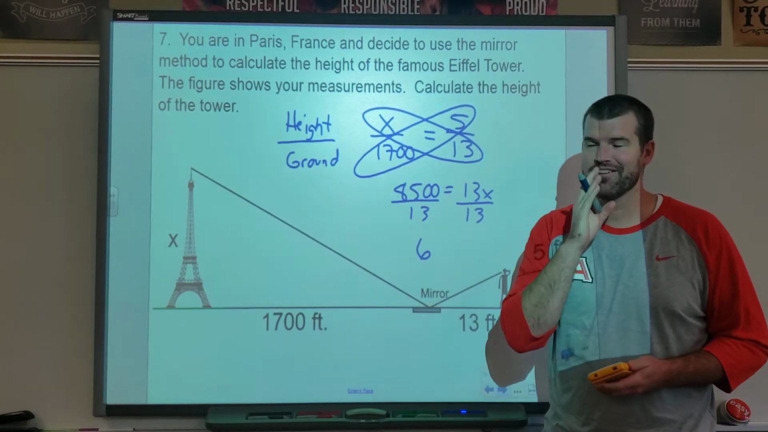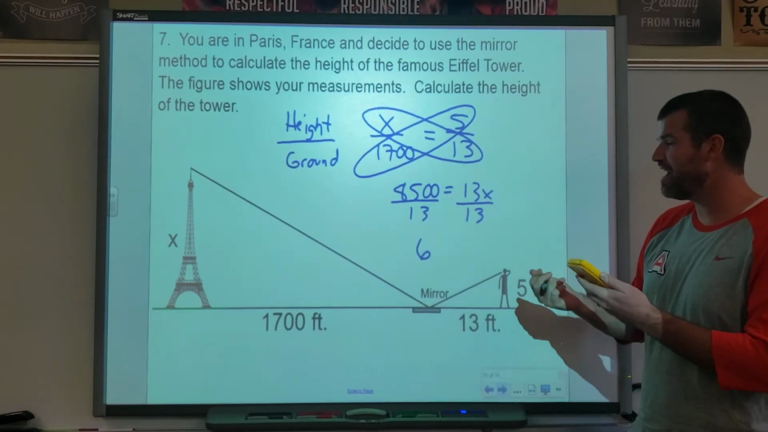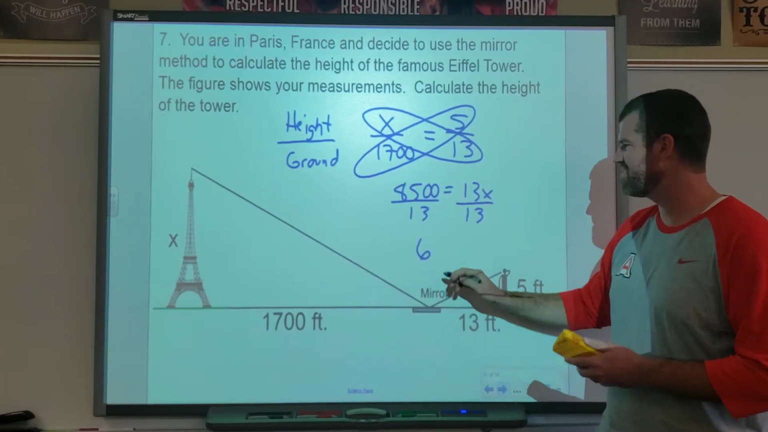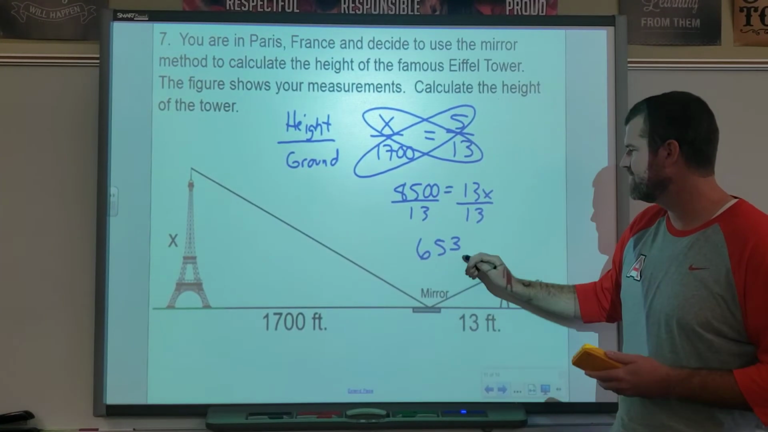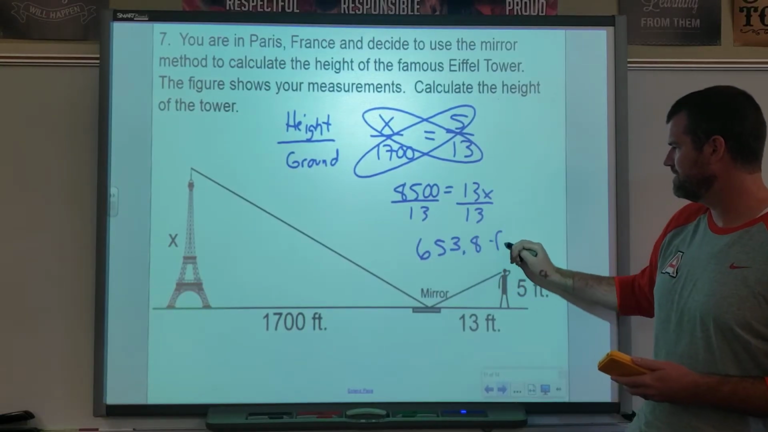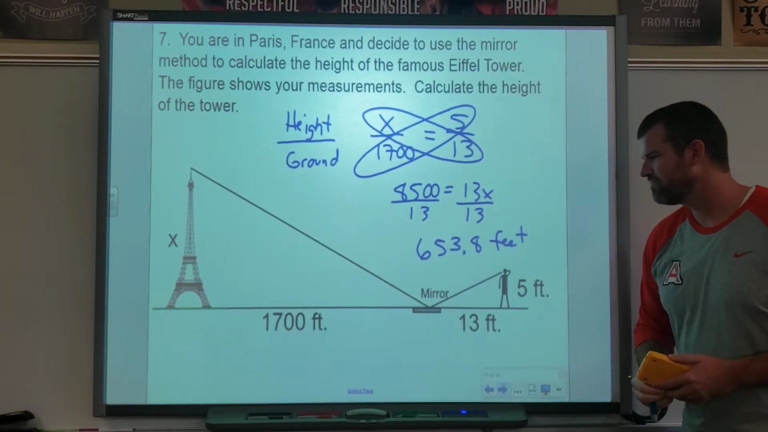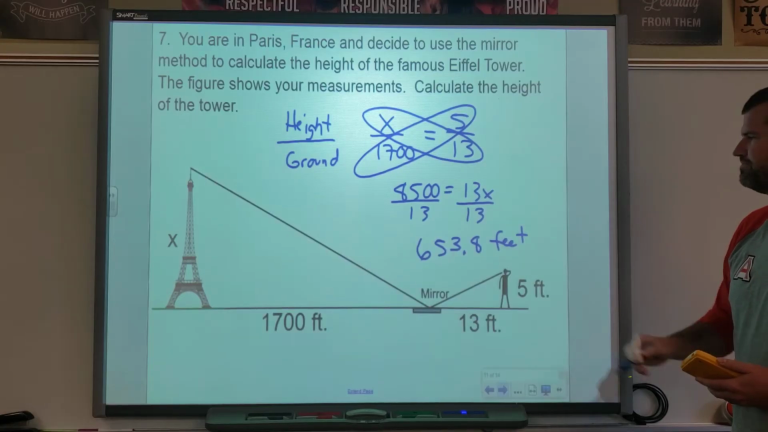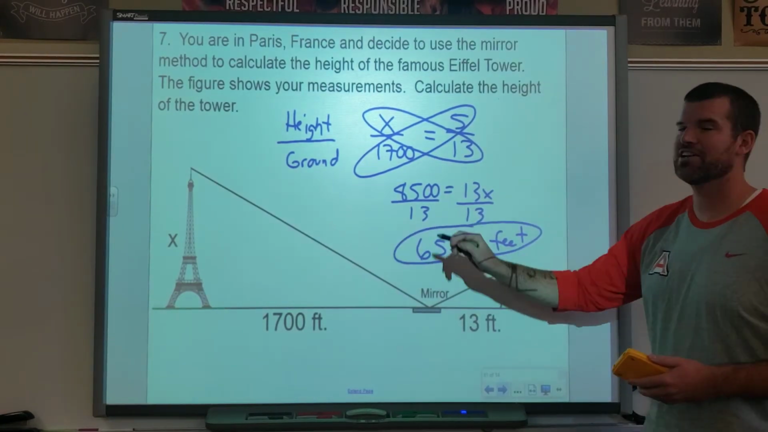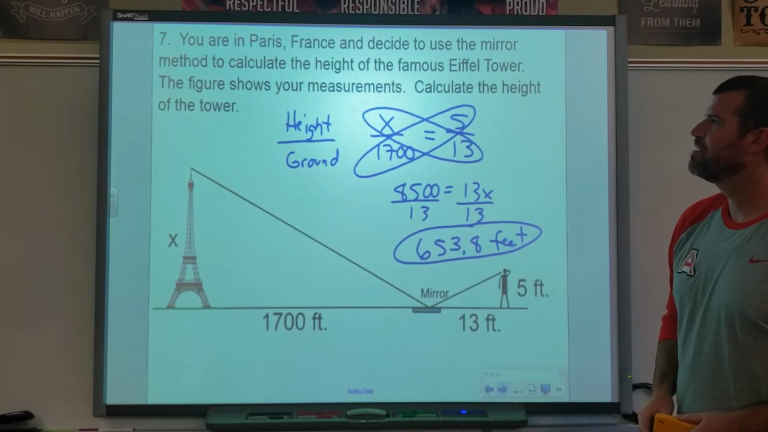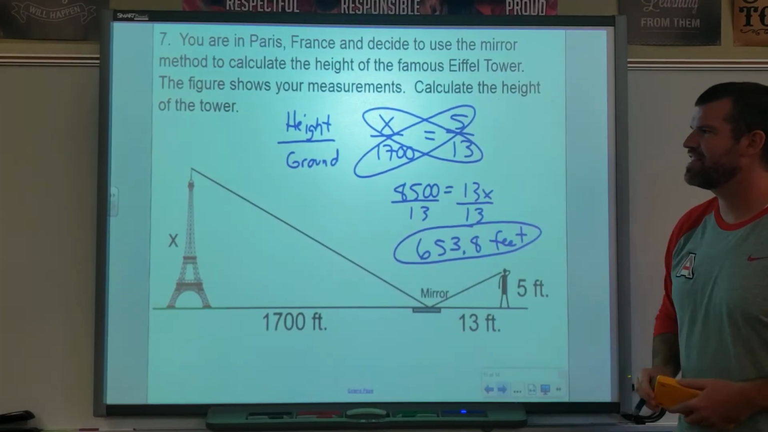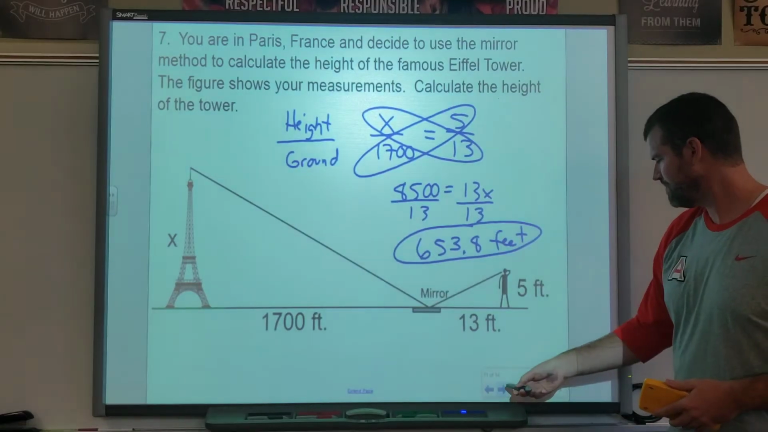This might not be accurate, but anyway. The height of the Eiffel Tower, according to this diagram, is 653.8 feet. All right. I think it's actually quite a bit taller than that, so my bad for not getting the right measurements. Oops. But the calculations, that's still how we would set it up.